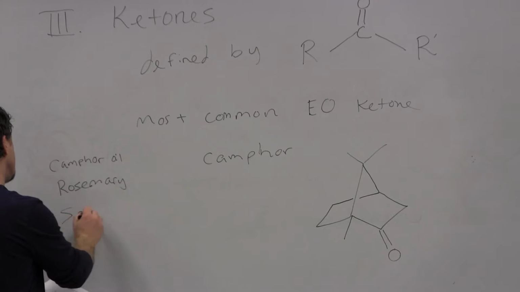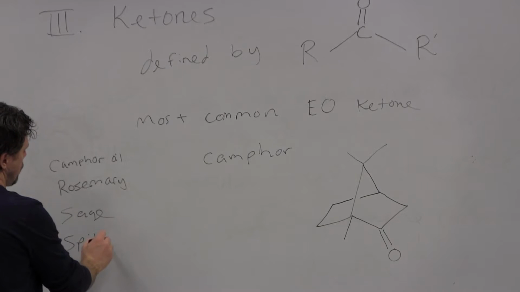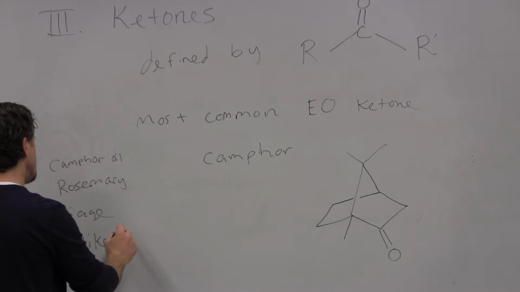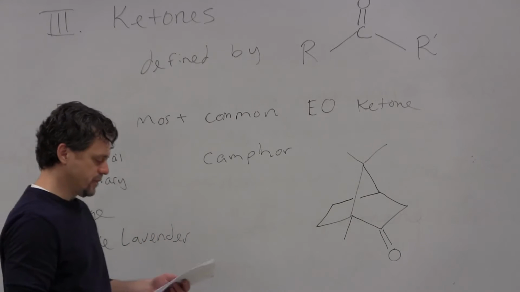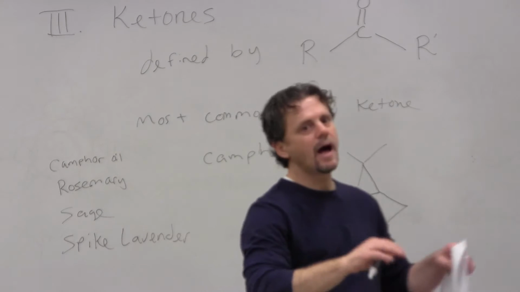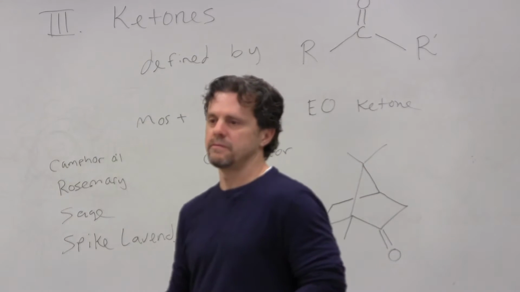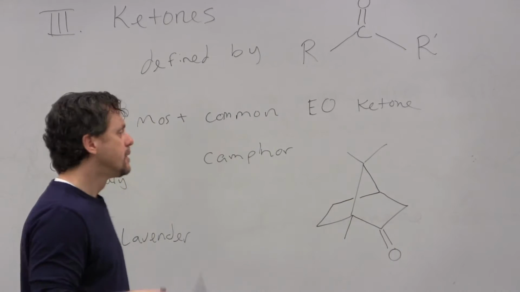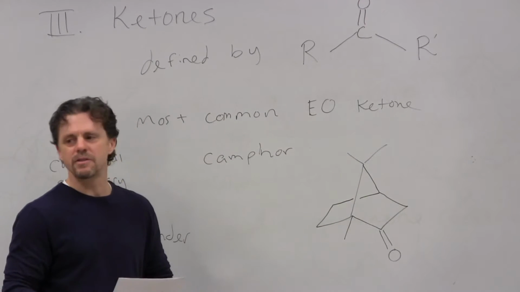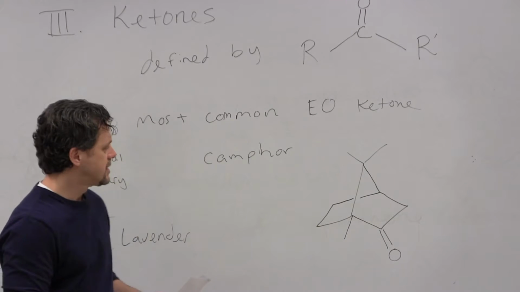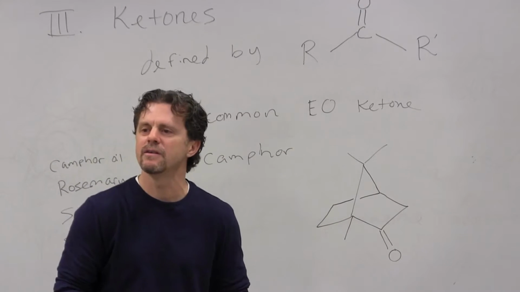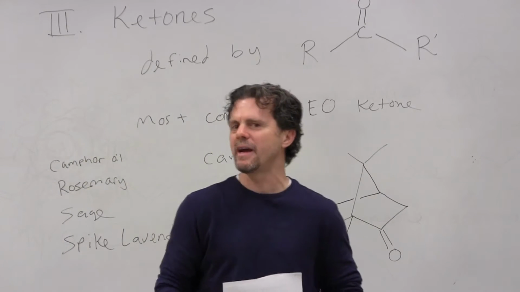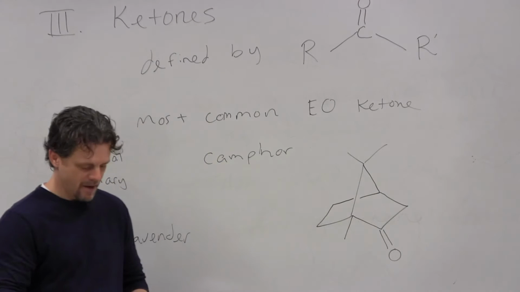Sage is another one. Spike lavender, which is a different species of lavender than the traditional lavender. Just some examples. And it is present in a lot of different things as a minor component. It's very, very common. Don't ask me why. Some of these things always amaze me as an organic chemist, when you look at these crazy, wacky structures and think, why is that so common? It looks like it's not very stable, it wouldn't be hanging around, but that's not the case.